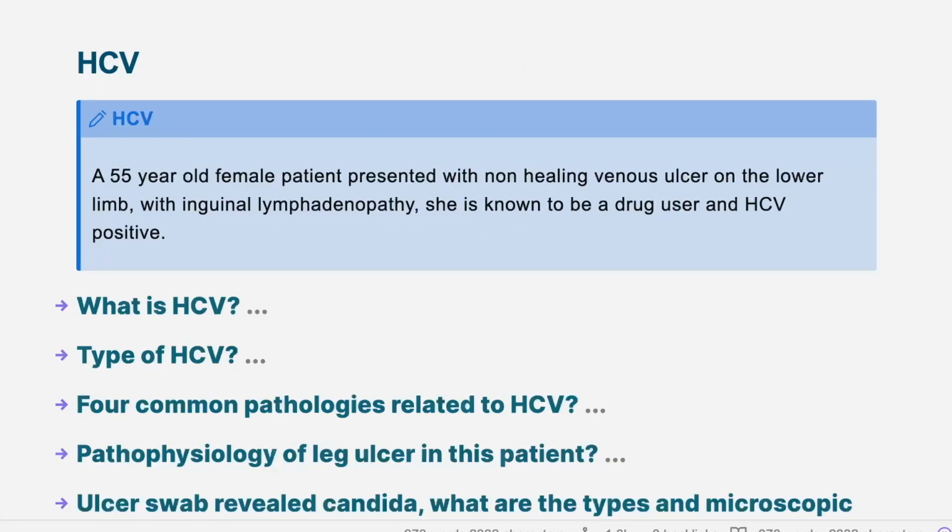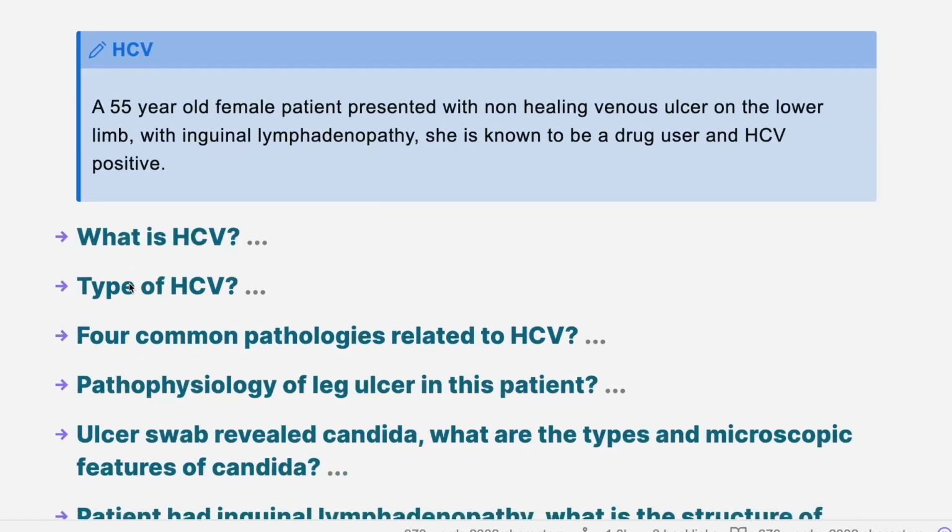A 35-year-old female patient who is known to be an IV drug user and has HCV and HIV as well presented with a non-healing venous ulcer on the lower limb with inguinal lymphadenopathy as well. What is HCV? It's the hepatitis C virus, which is an RNA virus that typically affects the liver and usually presents with common pathologies in the liver, which can include acute hepatitis, chronic hepatitis, liver cirrhosis, liver failure, and finally hepatocellular carcinoma.